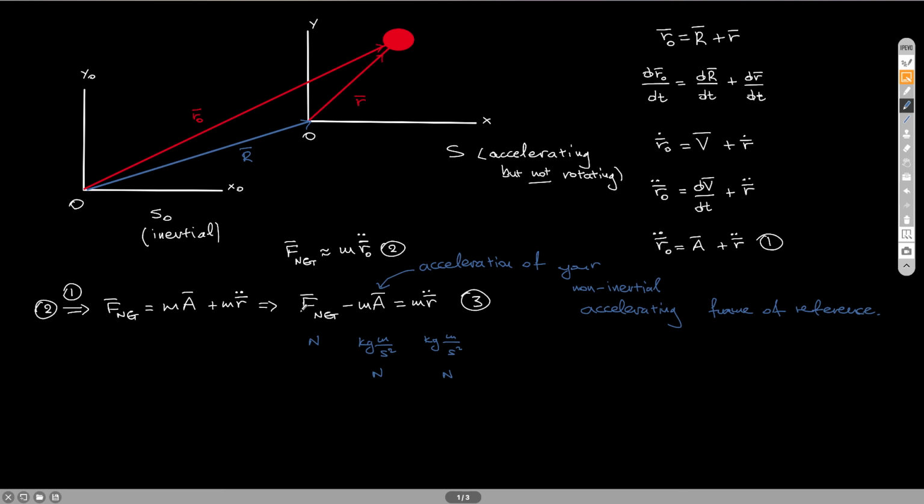So it is important to understand at the end of the day that all of the interactions that your system has with the surroundings, the actual interactions, will be included in Newton's second law for this non-inertial frame of reference here. You include the fact that you have a non-inertial frame of reference by including this term.